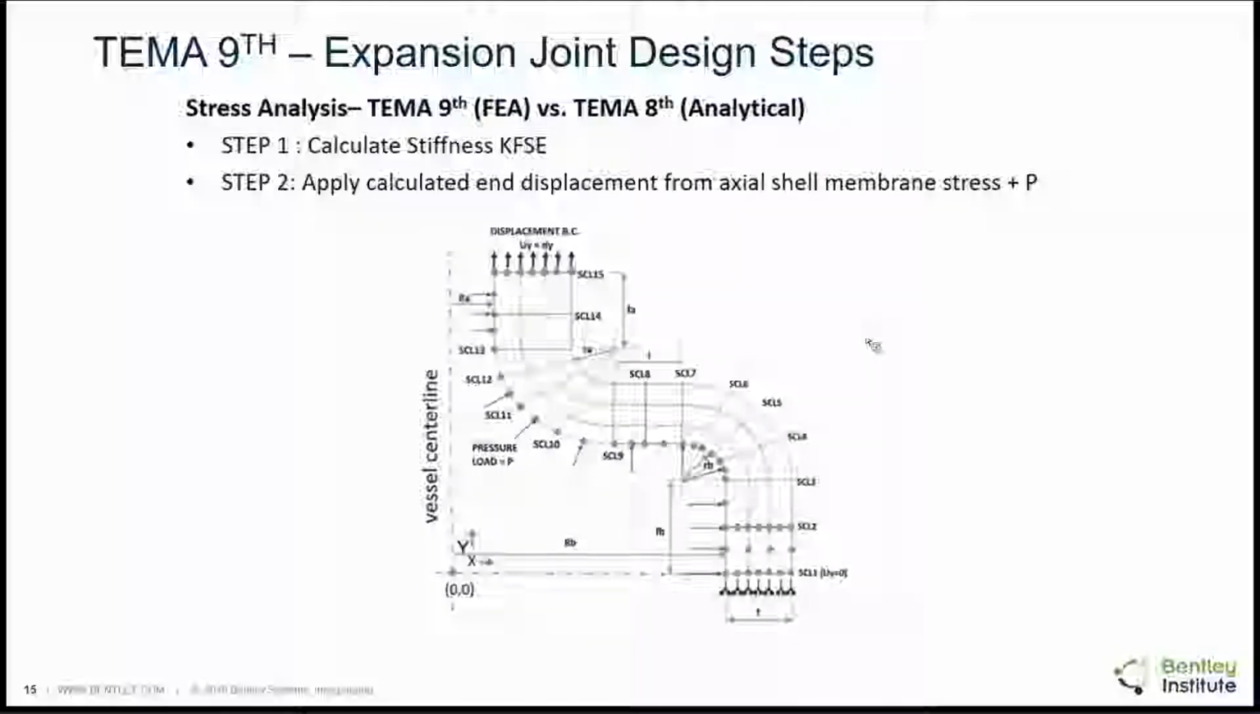Step 1 in the analysis for FEA is kind of same. We calculate the stiffness, KFSE, which I covered just now. And step 2 is apply calculated end displacement from axial shell membrane stress plus the internal pressure. So what we do for the stress analysis is basically we apply a pressure load on the inner surface. As you see here, pressure load is equal to P, whatever is the shell side pressure, and displacement boundary condition is applied. You see on the SCL 15 plane, Uy is equal to dy, and this displacement, how we obtain, I will tell you.